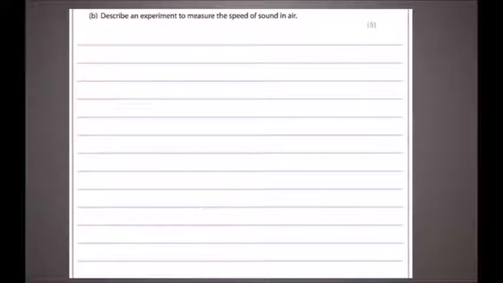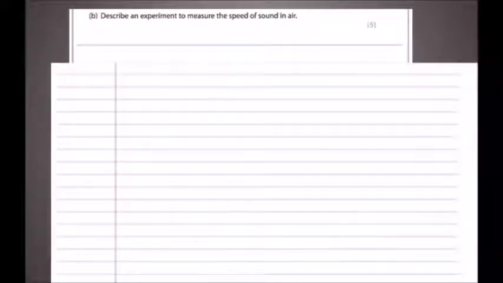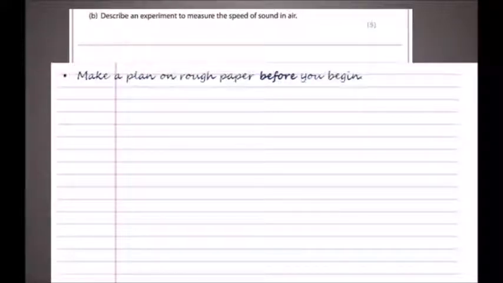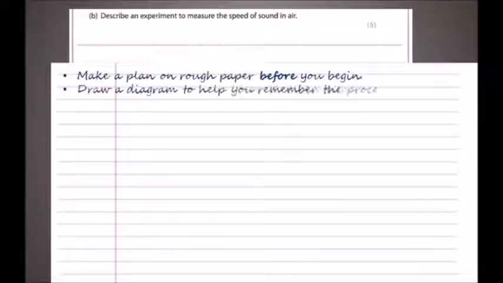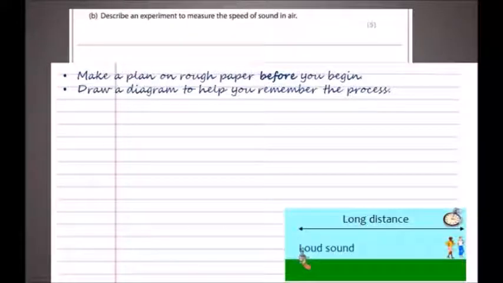When you get a question like this, I would start with a blank piece of paper, some rough paper, to work out what you're going to do first. So make a plan before you begin. And I think it's always important to draw a diagram before you start to write, because it'll help you remember the process and it'll help you to think through the things that you would have done.